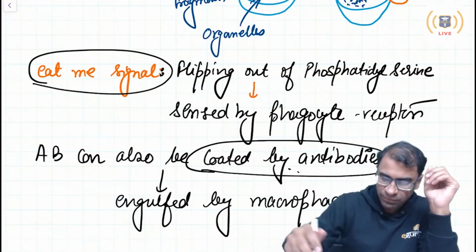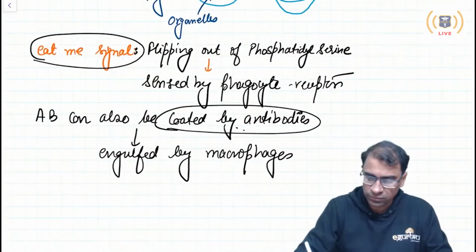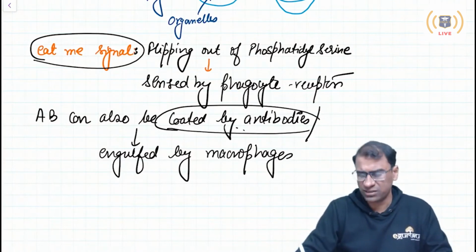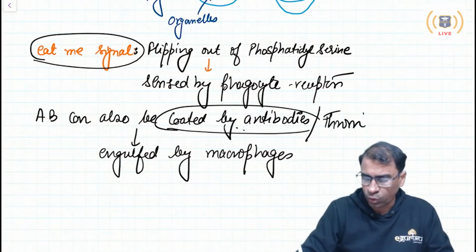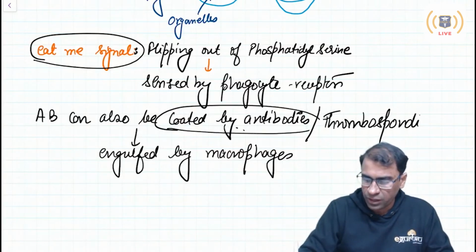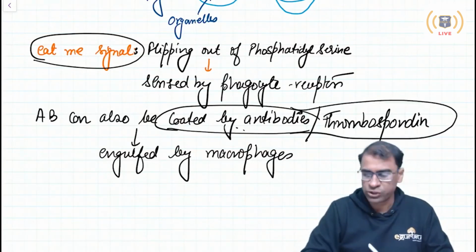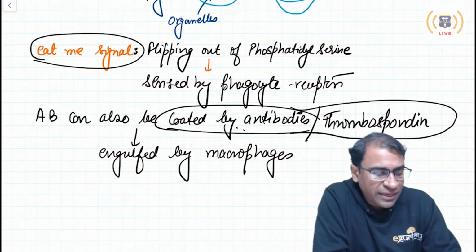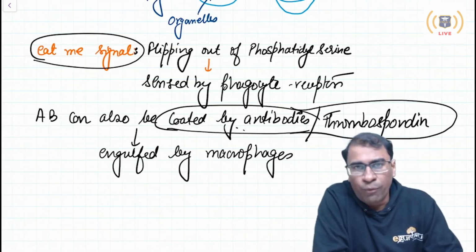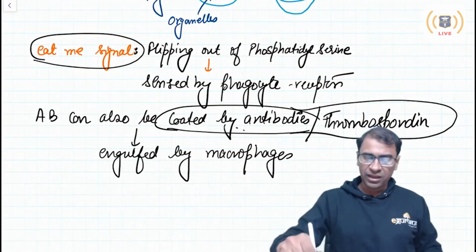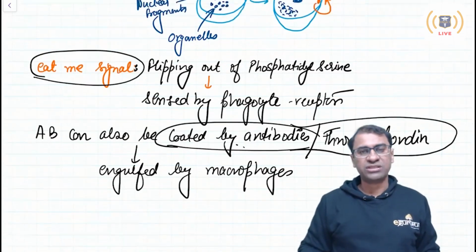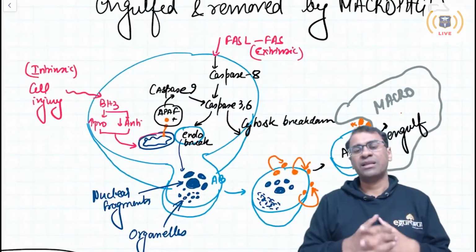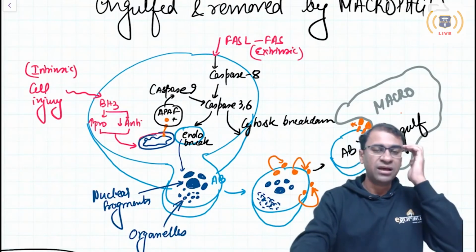Okay. In fact, some of them can also be coated by thrombospondin. One of them is antibodies, guys, and one of them is also thrombospondin. I'm just not going into detail of this. It may confuse you, but write it down: thrombospondin. So all these molecules, like thrombospondin and antibodies, can coat the apoptotic body so that it can easily be removed by the body. They're called eat me signals. But this diagram, you must remember to understand the basic concepts of what is happening in apoptosis.